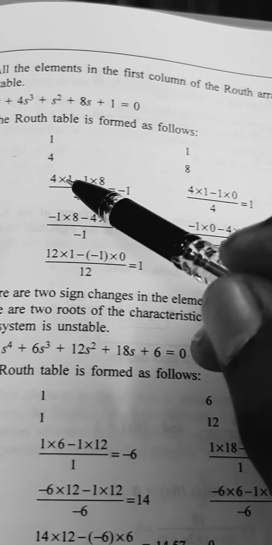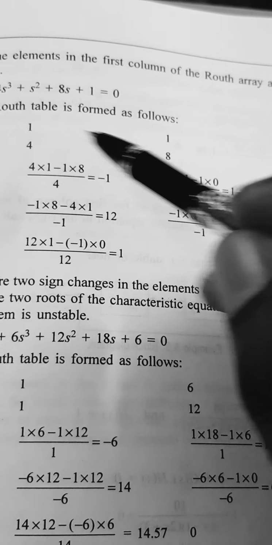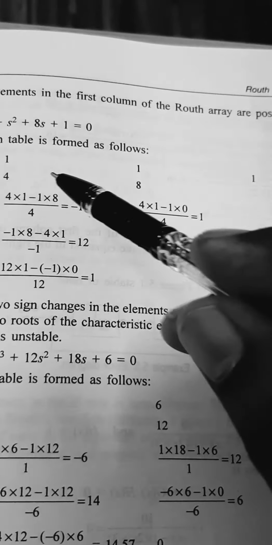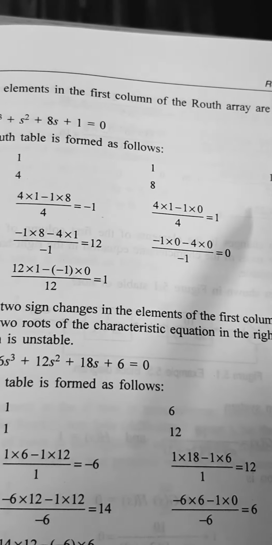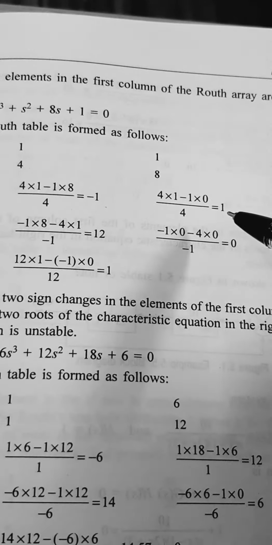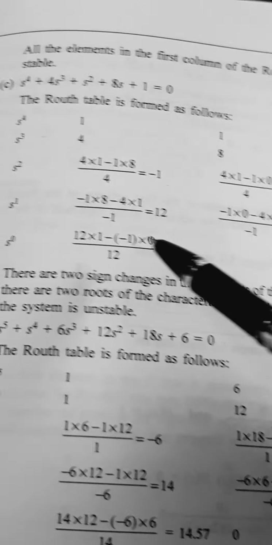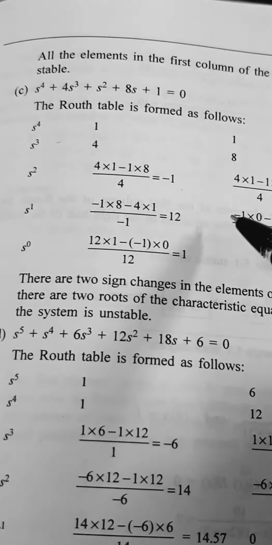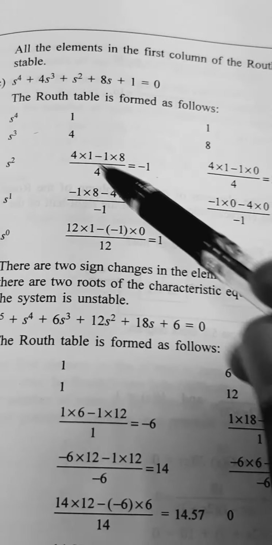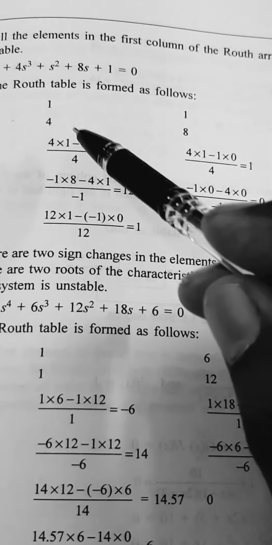The same way you have to form 4 into 1 minus 1 into 8 divided by 4, that is minus 1. Next element is obtained by 4 into 1 minus 1 into 0 divided by 4, that is 1. Here the next row, s raised to 1, is obtained by considering the previous two rows.